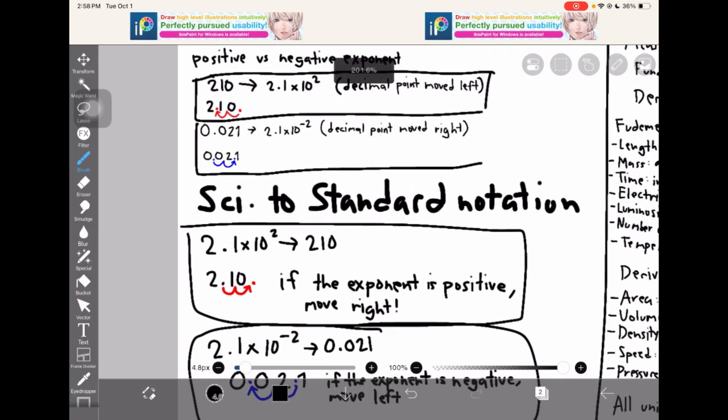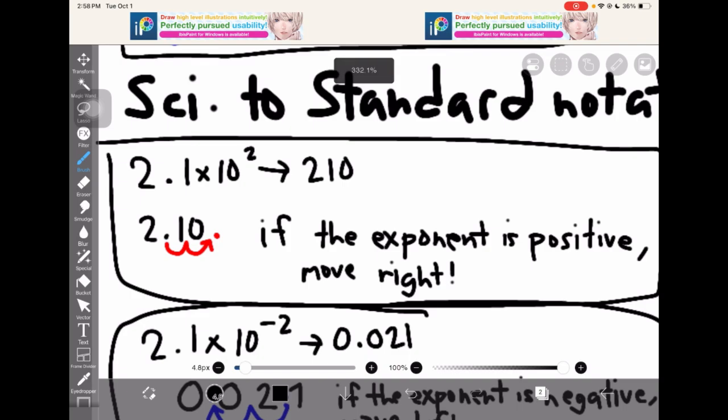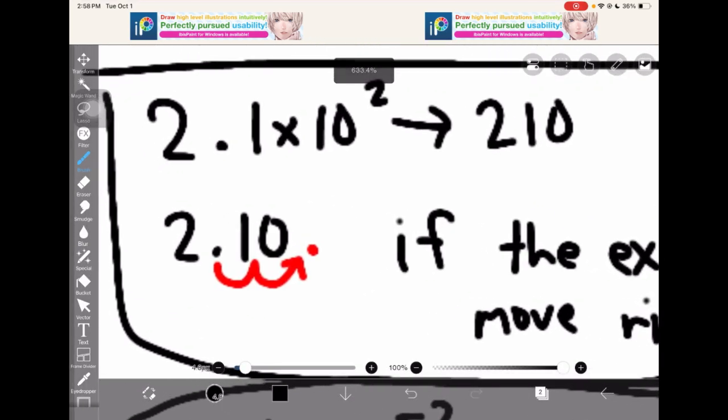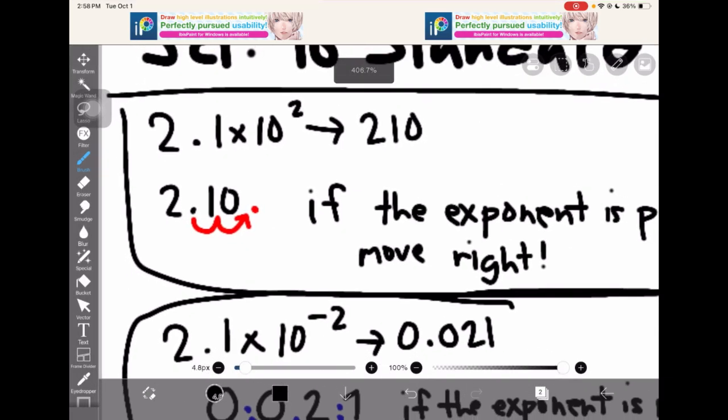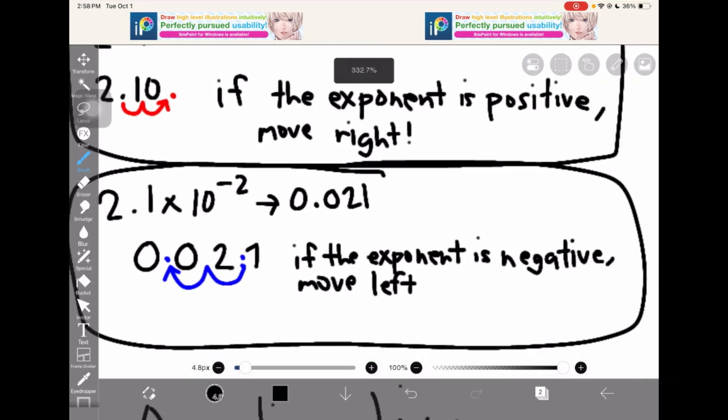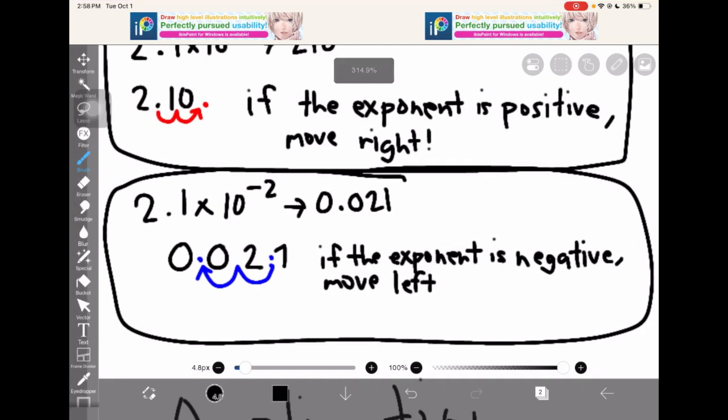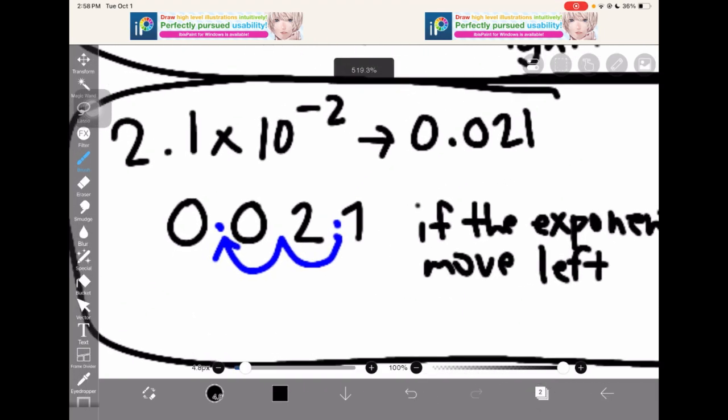Let's see how about scientific to standard notation. It's basically this but reverse. So this time, 2.1 times 10 raised to 2 is 210. If the exponent is positive, we move the decimal point to the right, as we can see over here, 2 places to the right. Similarly, when we're dealing with a negative exponent, we move it to the left. So 2.1 times 10 raised to negative 2 is 0.021, as we could see over here.